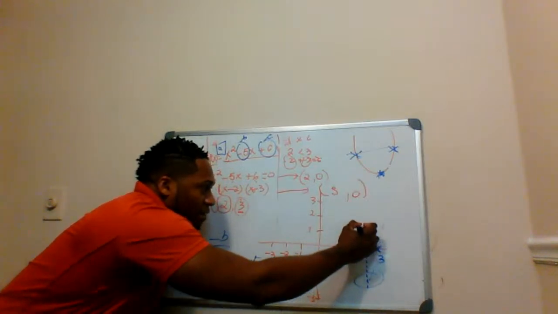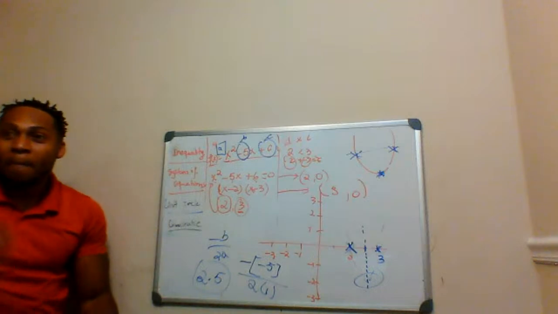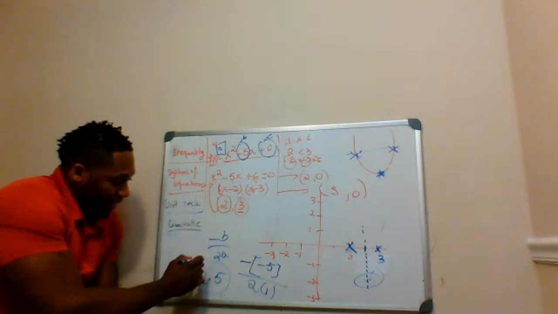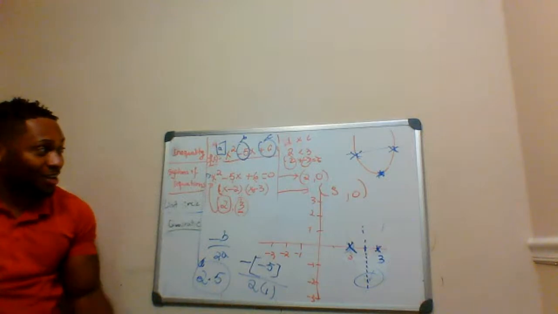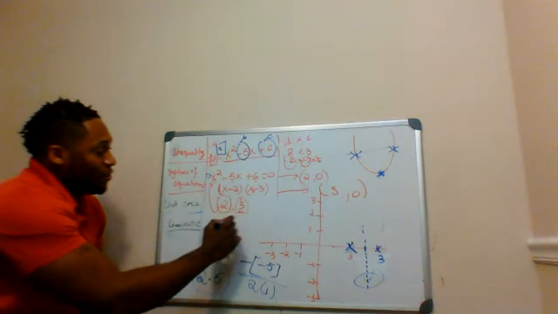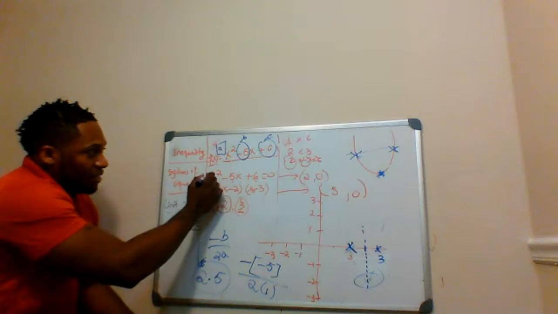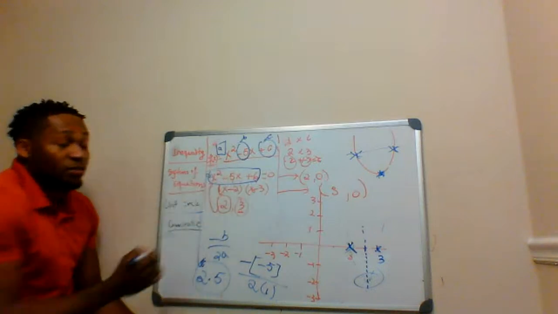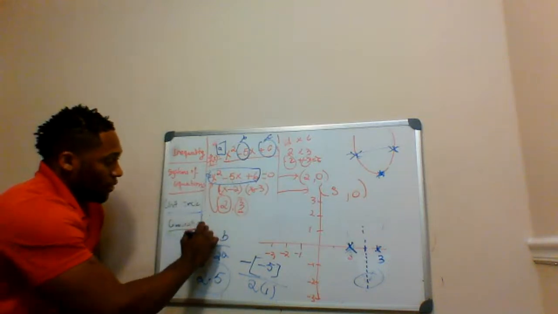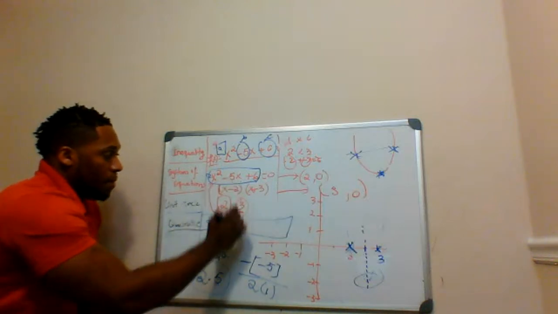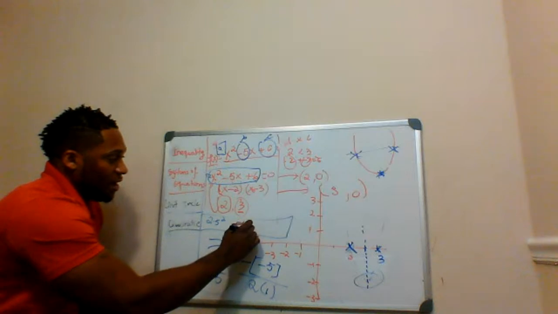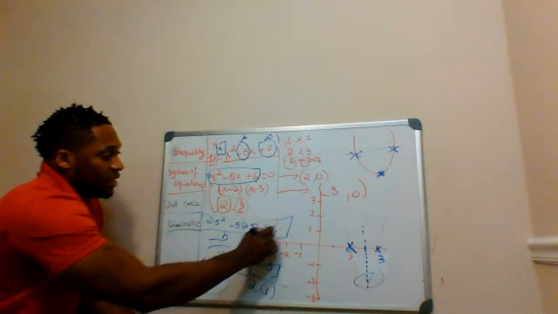Now I'm looking for the y value. Easy. You already found an x value. You just plug it into this equation and you find a y value. So you plug the 2.5 in here because you have the x already. That would give you 2.5 squared minus 5 times 2.5 plus 6.